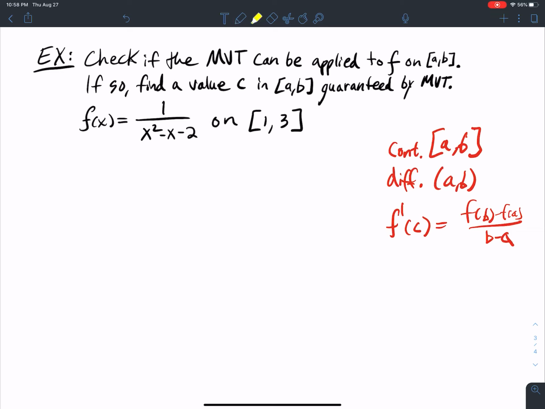We check this first. If I can't do that first, then I can't do this, okay? So it's an if-then statement, right? So if this is true, then this is true.